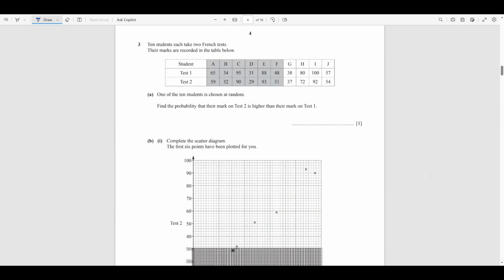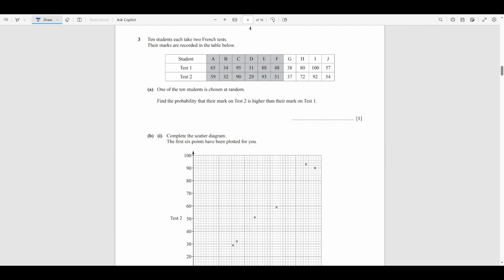Okay. Question number 3. 10 students each take 2 French tests. Their marks are recorded in the table below. One of the 10 students is chosen at random. Find the probability that their mark on test 2 is higher than their mark on test 1. So first we need to see how many cases qualify, that their mark on test 2 is higher than the mark on test 1.